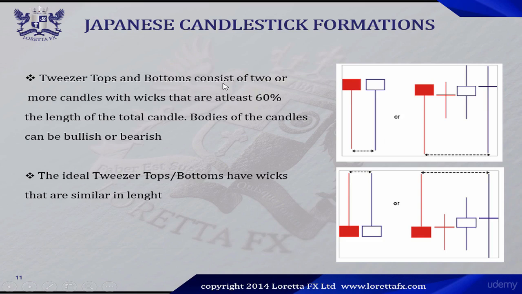Now we have tweezer tops and tweezer bottoms. And tweezer tops and tweezer bottoms consist of 2 or more candles with wicks that are at least 60% of the length of the total candle. The bodies of the candles can be bullish or bearish. So here we have examples of tweezer bottoms, and here we have examples of tweezer tops. This is also another powerful candlestick pattern.